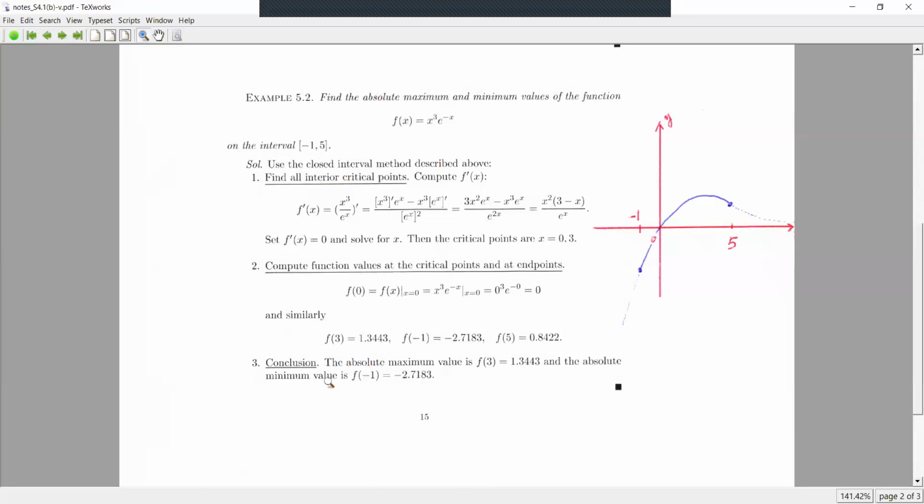Okay, now step 3, make conclusion. We have 4 function values in step 2. The largest function value is this. So the absolute maximum value of this function over this interval is 1.3443. The location is x is 3, about here. That is the highest point, where the x value is 3.